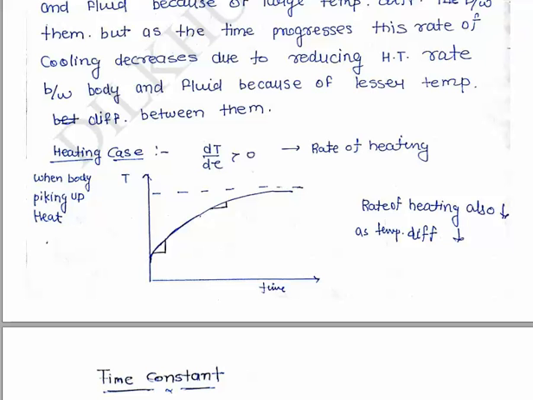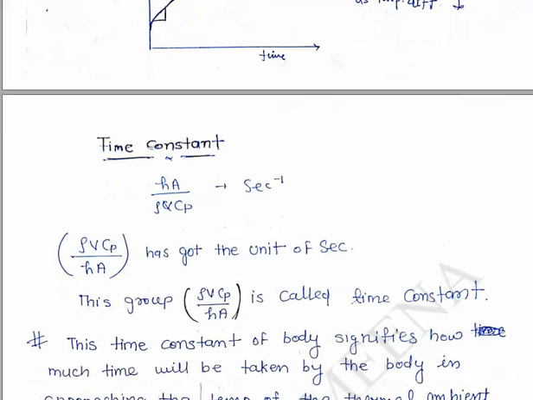In that case, when a body is picking up heat or getting heated, the rate of heating also decreases as the temperature varies. But with the passage of time, the rate of heating will change. For the time constant, hA by rho V Cp has the unit of second. This group is called the time constant.